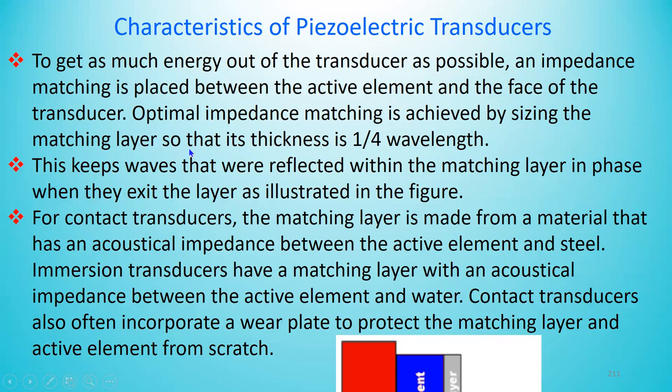To get as much energy out of the transducer as possible, an impedance matching layer is placed between the active element and the face of the transducer. Optimal impedance matching is achieved by sizing the matching layer so that the thickness is 1/4 wavelength. This gives waves that were reflected within the matching layer in phase when they exit the layer, as illustrated in the figure.